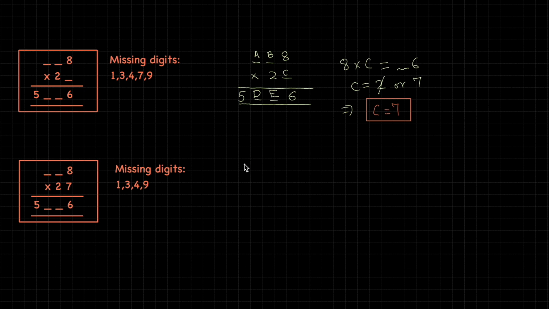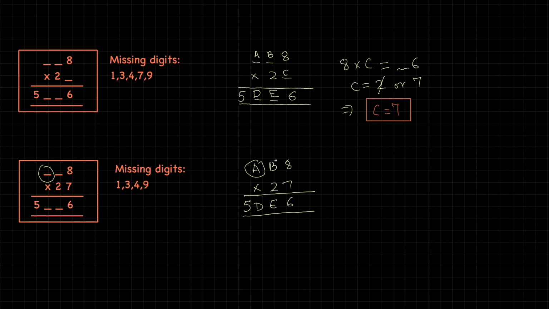I have added on the left here a legend to track which digits have been found and filled in and which digits are currently missing. For example, at the beginning of the first step, the missing digits were 1, 3, 4, 7, and 9. Then we found that C was a 7 and we filled that in. In this step, we are going to focus on this missing digit A here. The possible values for A are the remaining digits 1, 3, 4, and 9.